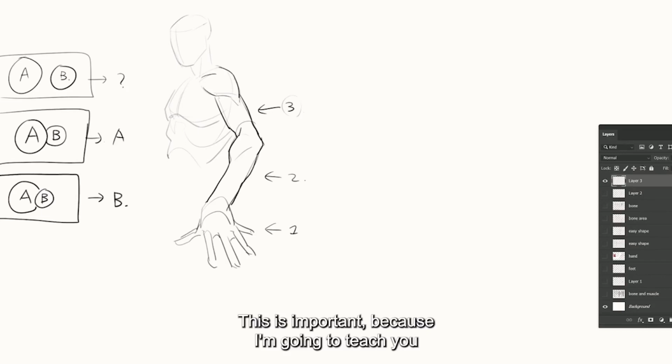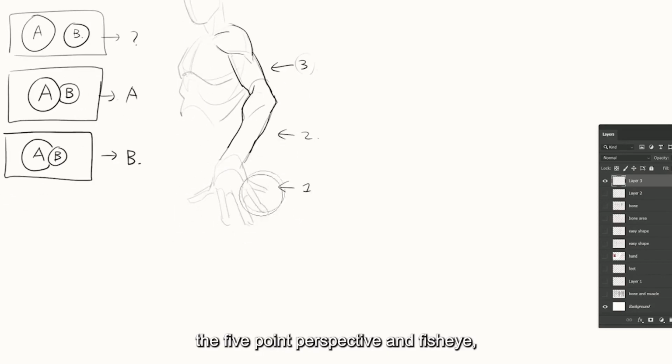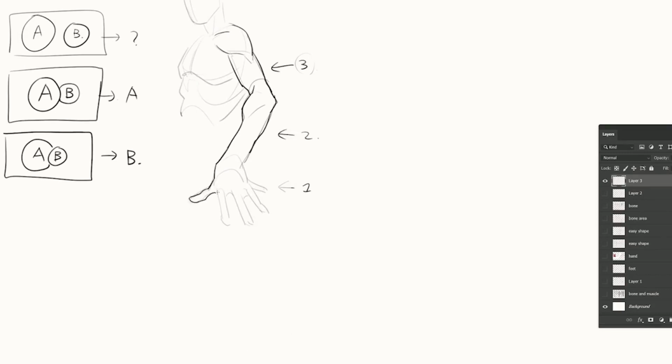This is important because I'm going to teach you the vanishing point perspective and then visual. This kind of point is really important when you do foreshortening.